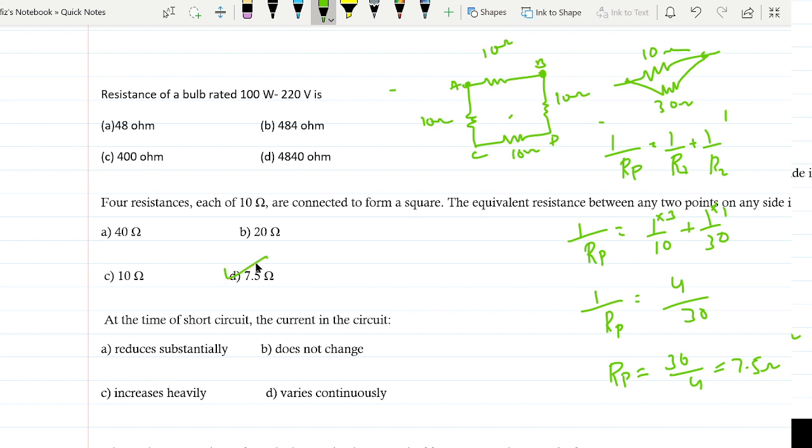Okay. And one more question we have got, last one. At the time of short circuit, the current in the circuit: reduces substantially, does not change, increases heavily, varies continuously. See children, remember, during the time of short circuit, current in the circuit increases heavily. So option C is right. So these are some questions from the chapter electricity.